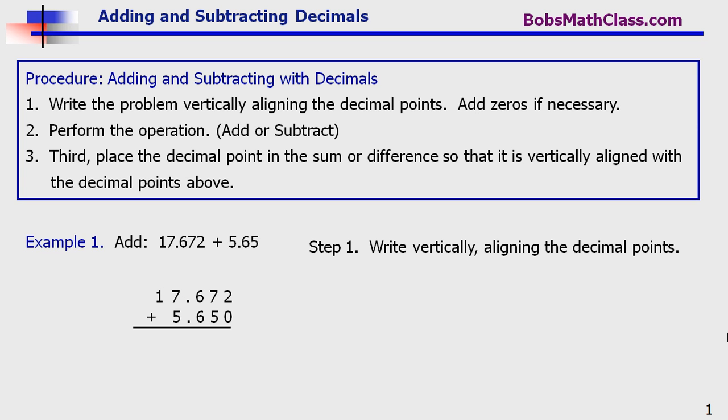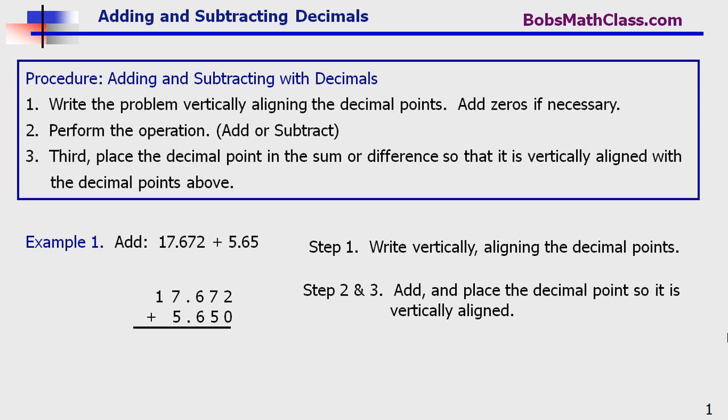Notice that I put a 0 after the 5 on the bottom number, just to have a number there. If you don't have a number, it's not crucial, but it's a good idea to just put a 0 there for any missing numbers. And now steps 2 and 3, we're going to add and then place a decimal point so it's vertically aligned. So let's start adding column by column, just like we did before.